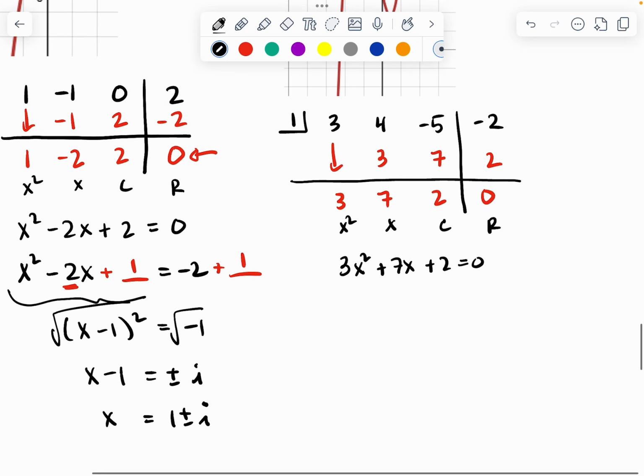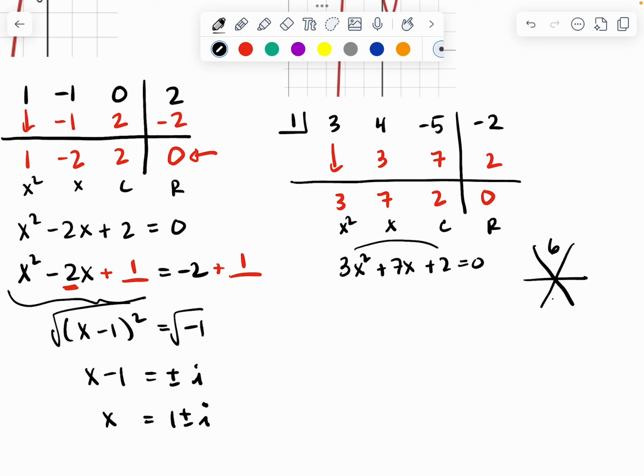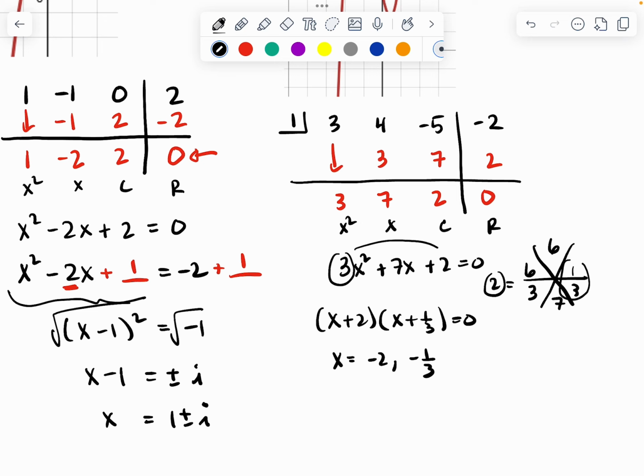And this actually does factor using the big star. So I need two numbers that multiply to make 6 and add to make 7, which is 6 and 1. Divide by your leading coefficient. So this would be a 2. So I'm going to get x plus 2 times x plus 1/3 equals 0. So I'm going to get x equals -2 and -1/3.